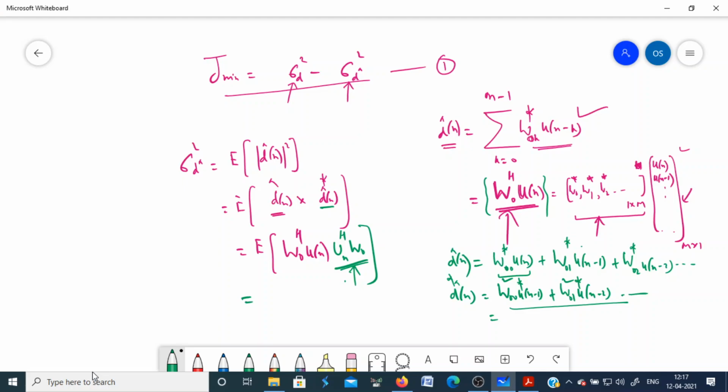And when you take the expectation of this, since w o H and w o are matrices of scalars, the E operator will not apply on them, so you will write w o H into E of u of n into u n H into w o. Okay, and this will become our correlation matrix R. So it will become w o H R into w o, and R w o is nothing but your P as per the Wiener-Hopf equations. So R w o can be replaced with P, so you'll get sigma d cap square as w o H into P.